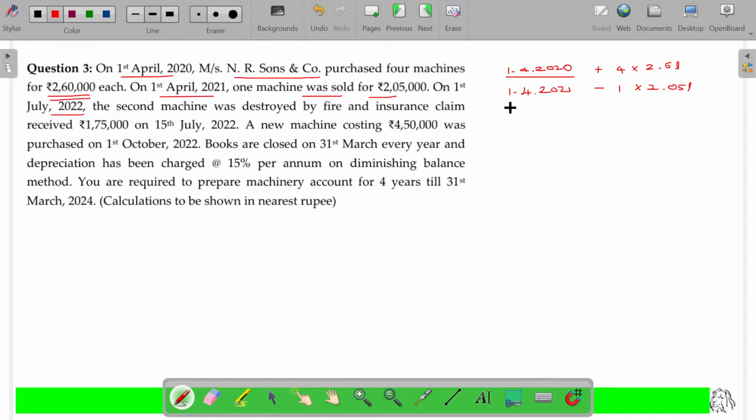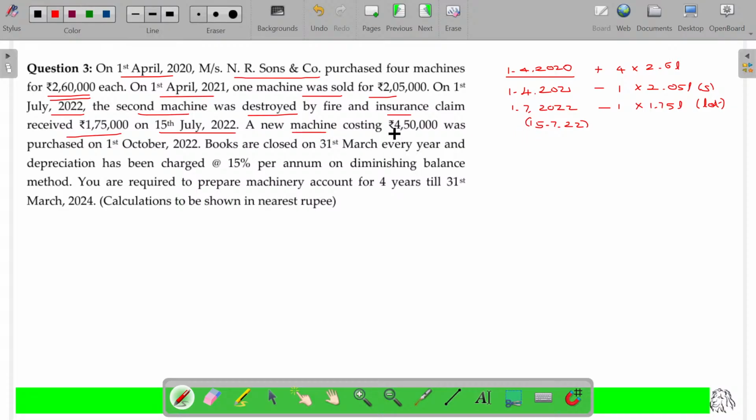On 1st July 2022, the second machine was destroyed by fire and insurance claim received. So one more machine also lost, but we get the insurance claim. Okay, this is sale, this is lost. Anyhow, though we lost, we get the insurance claim. And the amount received on 15th July 22.